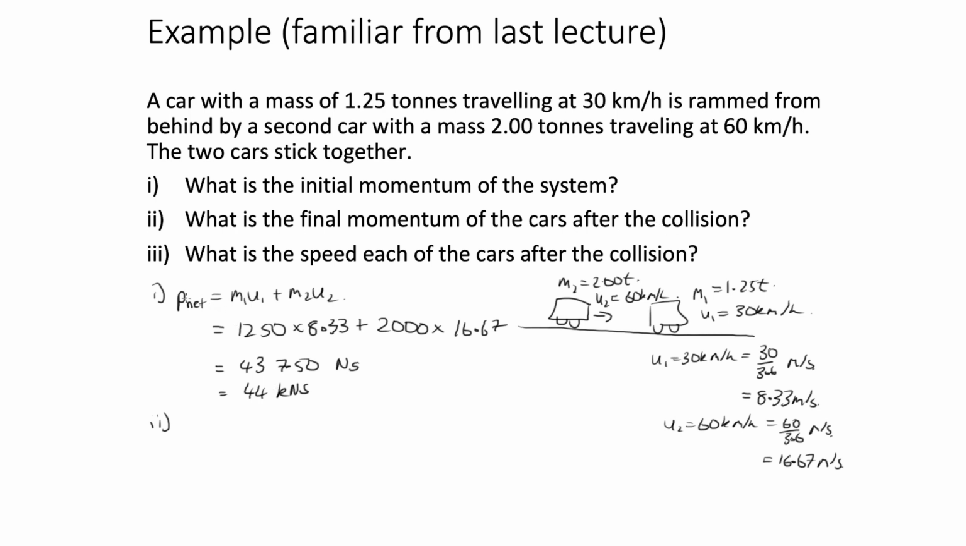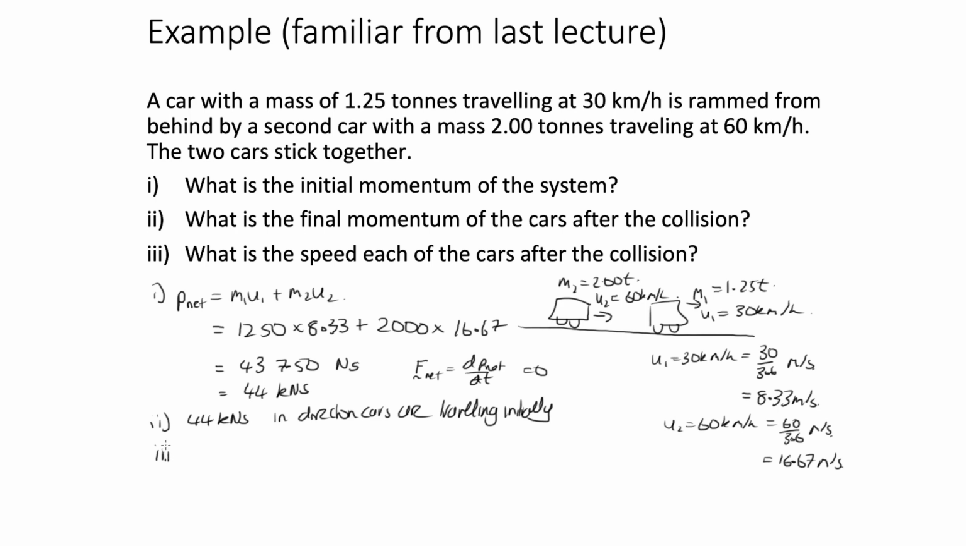Okay, now the net momentum doesn't change because there are no external forces acting on the system. Because F net is equal to dP net by dt, and this is equal to 0, P net must not change. So we've still got 44 kilonewton seconds, though we should have given a direction here. So in the direction the cars are traveling initially, because the direction they're traveling doesn't actually change.